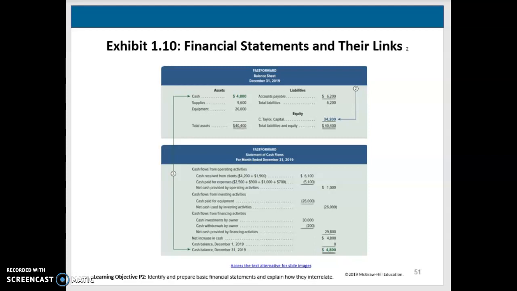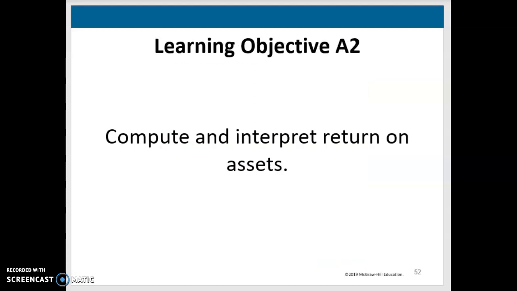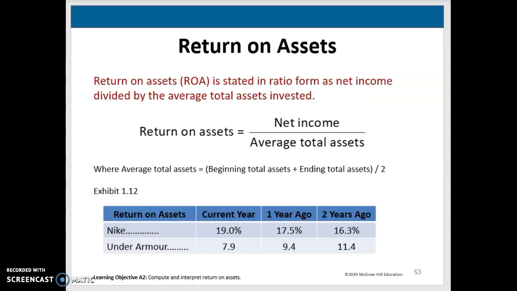And the last thing, and this will be true in every chapter, there are going to be ratios that we learn how to compute. So for chapter 1, the ratio is called return on assets, and it is calculated by taking net income divided by average total assets. So just a note, anytime we see the word average means that we have to add 2 numbers together and divide by 2. Typically you're adding together the beginning and the ending and dividing it by 2. So return on assets is going to tell us what kind of a return are we getting on the assets that we have for our company.